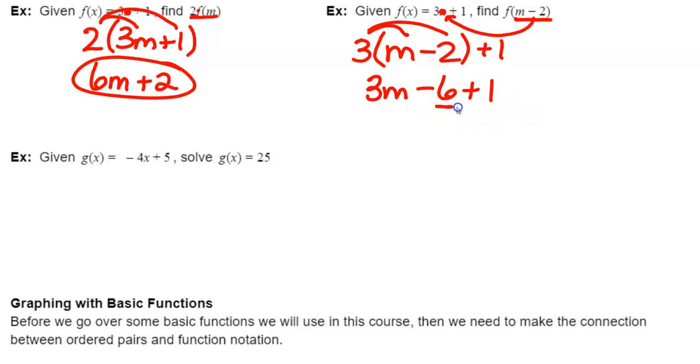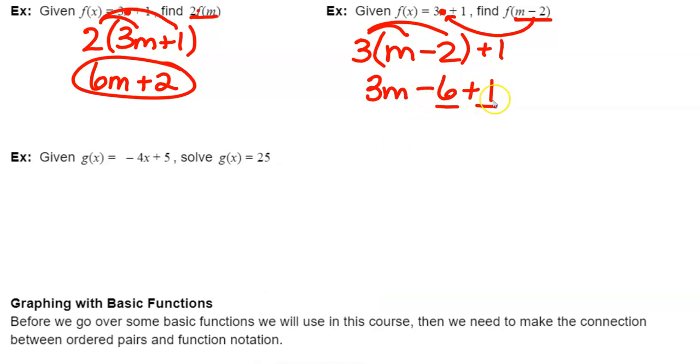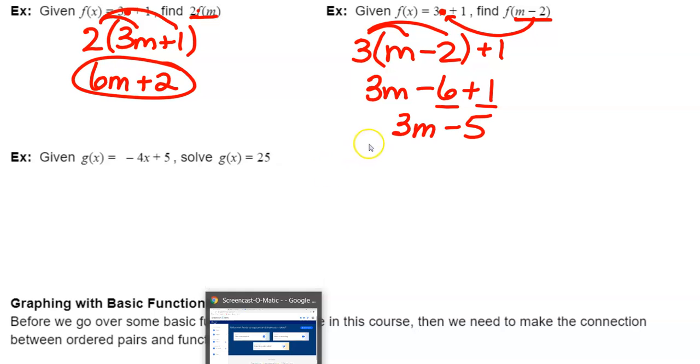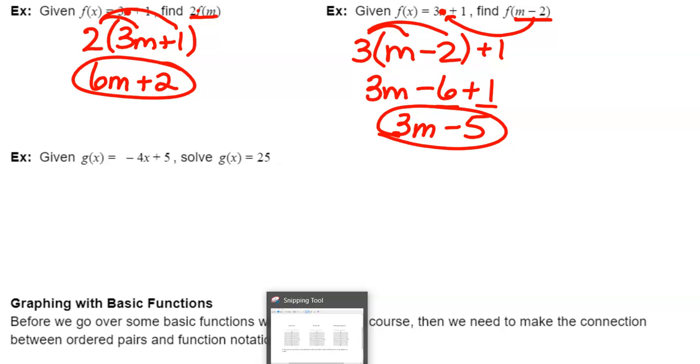And then it's about combining like terms. So we want to combine like terms, which in this case there is no other m. I just need to combine my numbers here. So negative 6 plus 1 gives me a negative 5. So I'm going to rewrite 3m and then do my minus 5. So again, my answer is in terms of a variable, and that's a-okay. You do not have to worry about ensuring that every answer you get is a number.